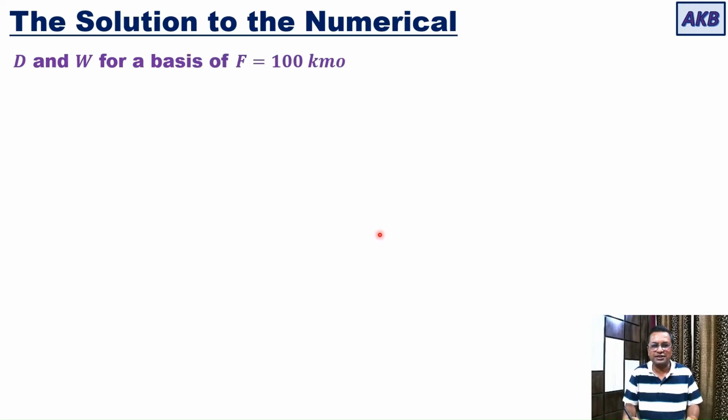So let us start the solution. First step is we are going to find D and W for a basis of F equal to 100 kilomole per hour. You must have noticed, they have not given the feed rate. Only compositions are known to us. So in that case, you can start with a suitable basis. And the most suitable basis is 100 kilomole per hour.